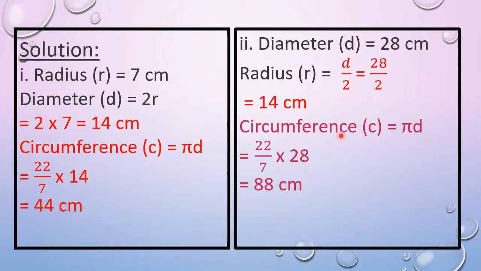So now we will find out the circumference. Circumference is equal to pi into d. So pi is 22 by 7 multiplied by 28. So when we multiply this, here you can see 7 1s are 7, 7 4s are 28, and 22 multiplied by 4 you will get 88 centimeter.